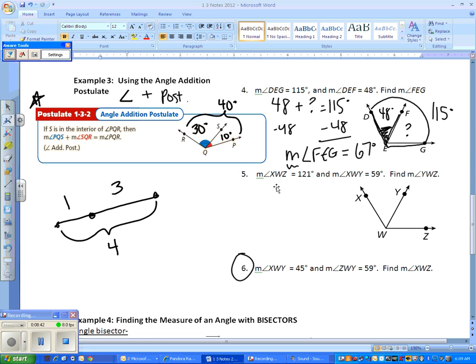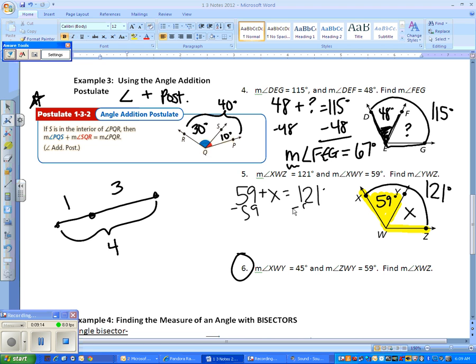Okay, number 5, XWZ. Well, that's this whole thing, because we're going from X to W to Z. So this whole thing is going to be 121 degrees. And then XWY. So this part is 59 degrees. Okay, this one looks just like number 4. We don't know what this part is, so we can call it X. So if we take these two little pieces, 59 degrees plus X, it should equal the 121 degrees. Subtract the 59 from both sides, like we did in algebra last year. And you'll get that the measure of angle YWZ equals, let's see, 62 degrees?